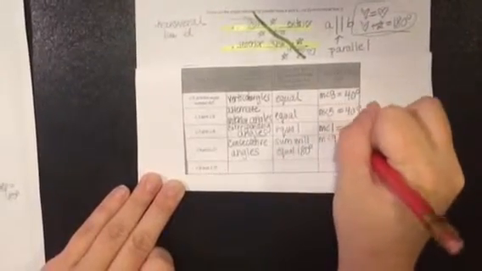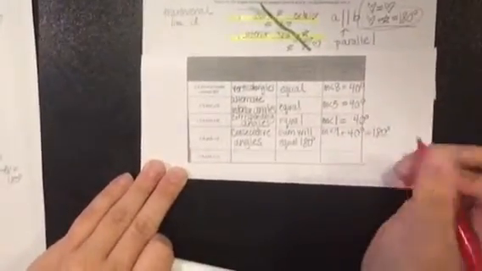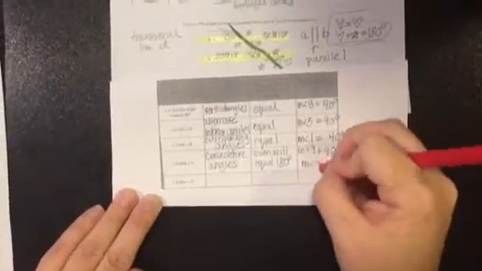What angle is next? So we know that the measure of angle 9 plus 40 degrees creates a straight line, which gives us 180 degrees. So the measure of angle 9 is equal to 140 degrees, because 140 plus 40 degrees equals 180.